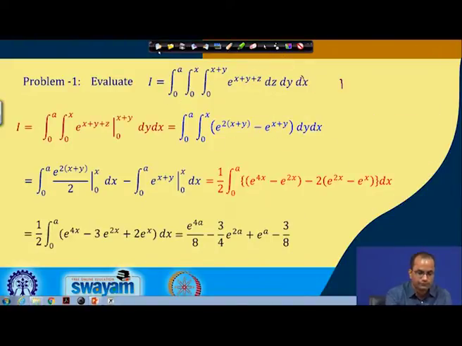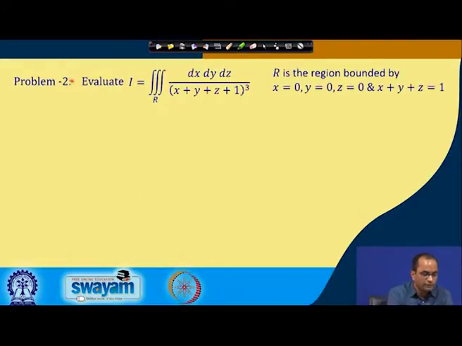So, next we have this problem 2, where we will evaluate this integral, and the region R is given, bounded by x is equal to 0, y is equal to 0 and z is equal to 0, or basically these are the planes now. So, we are talking about the 3 dimensional space. This x is equal to 0 is the yz plane, y is equal to 0 is the xz plane, and this is the xy plane, and we have another plane here, x plus y plus z is equal to 1.